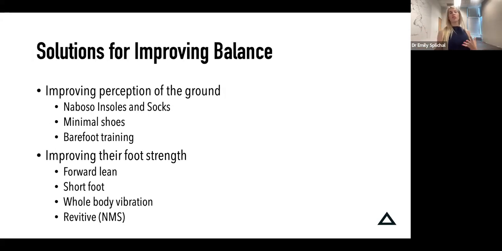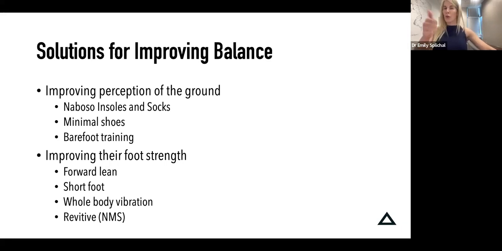So here's some solutions for helping the client improve their 10-second balance, or really their balance in general. This program is not about just can they pass the test, right? We really want to build good balance, okay? So improve perception of the ground. Take their shoes off. Go minimal, right? Release the feet before you do balance exercises. Do the narrow ball release before you do the balance exercises. It's shown to improve balance, right? Use the Neboso insoles or socks. Use a Neboso mat, right?